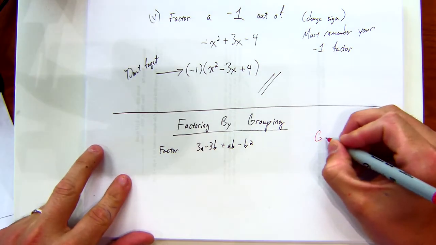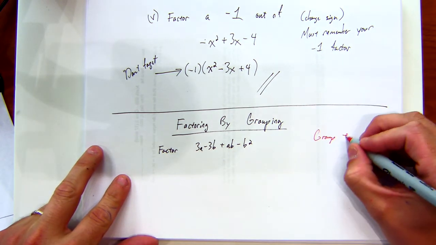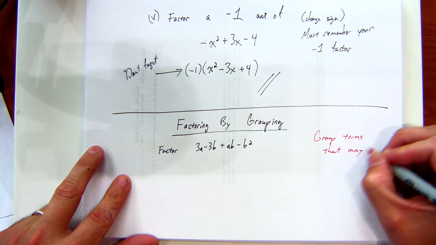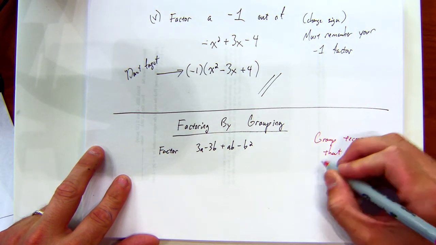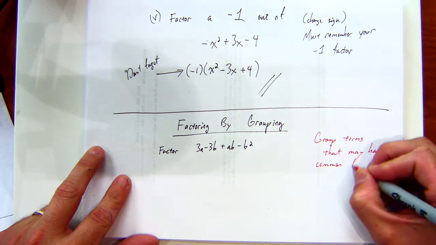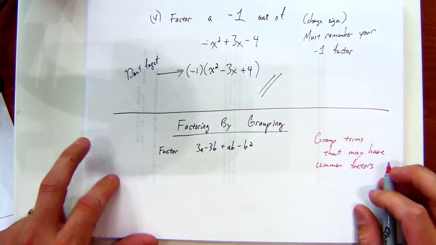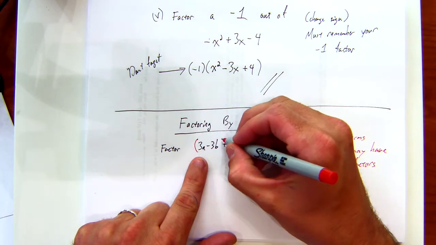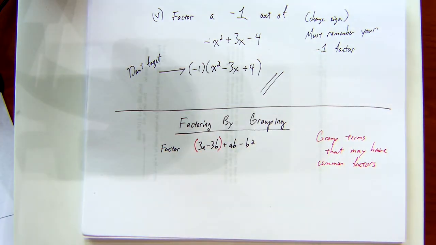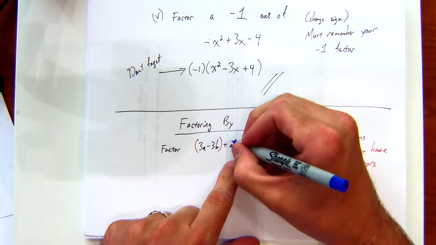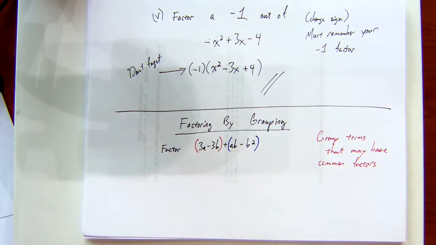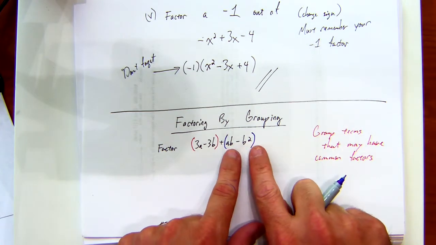So you want to group terms that may have common factors. Like, for instance, how about this first set? 3a and 3b, what's a common factor? 3. What about this one? ab and minus b squared. B is common here. Right?